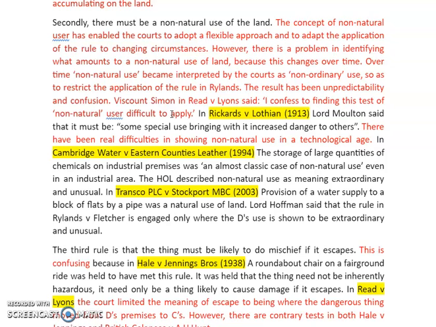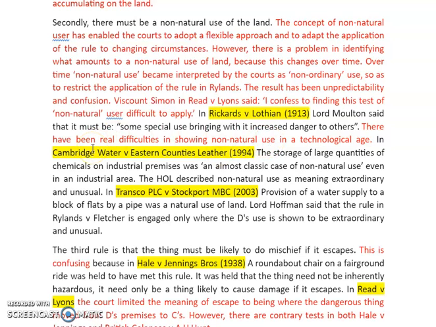Now, if a judge is finding the rule difficult to apply, that's telling you that the law is problematic here. The cases have developed the rule further, so in Rickards and Lothian, Lord Moulton said that it must be, quote, "some special use bringing with it increased danger to others." But a bit of evaluation here, there's been real difficulties in showing non-natural use in a technological age.